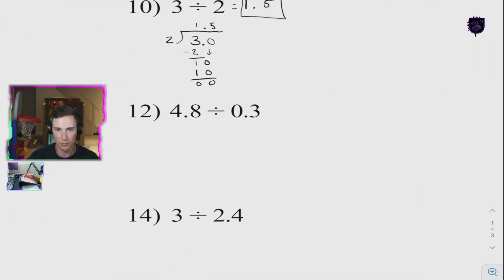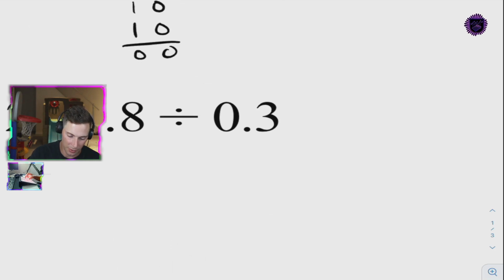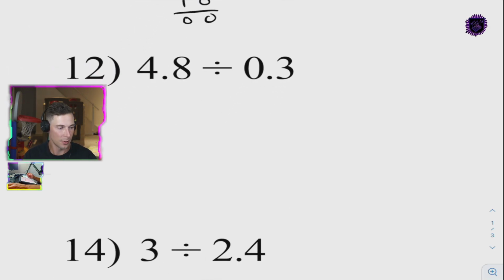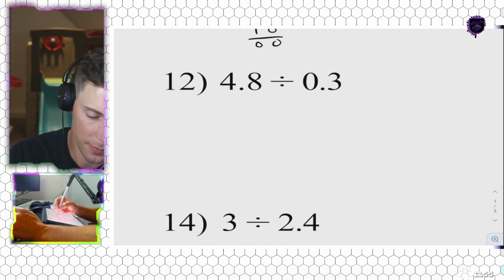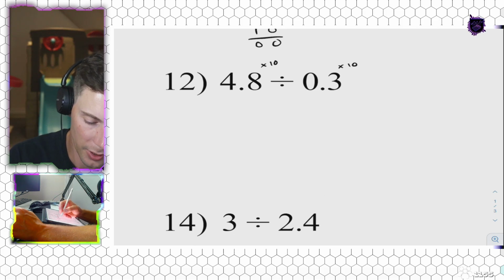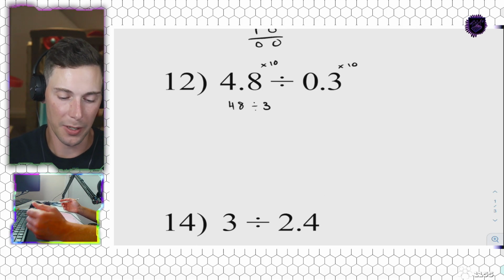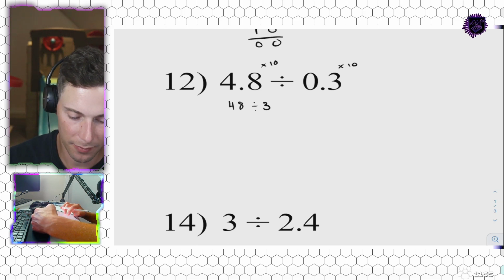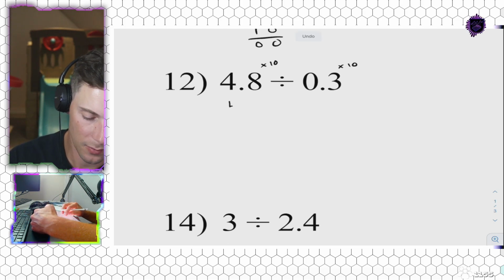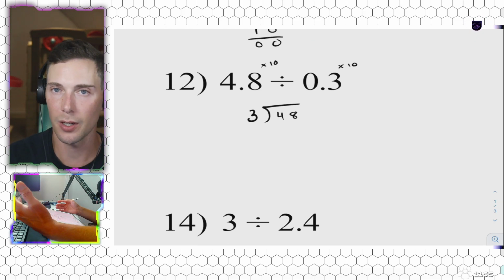So double decimal. Again, we're going to use that same technique here to get rid of the decimal place. We're going to multiply both sides by 10. So let me represent that in a little bit different way this time. Let's say multiplied by 10 here, multiplied by 10 here, and we're going to get our new question of 48 divided by 3, right? That's what it would be. And we can represent that in our brackets as 3 into 48, and we can just do our regular steps for long division here.